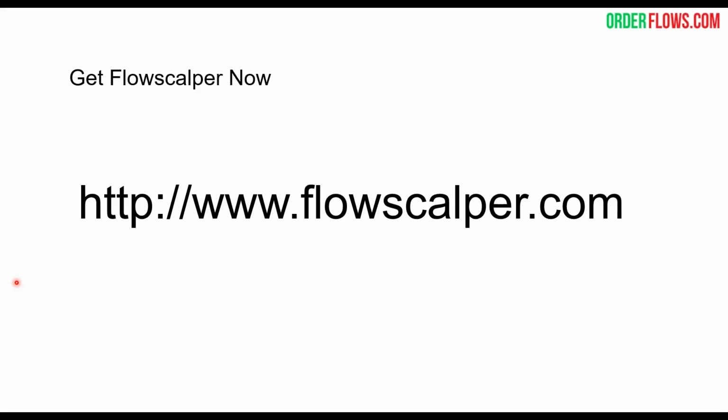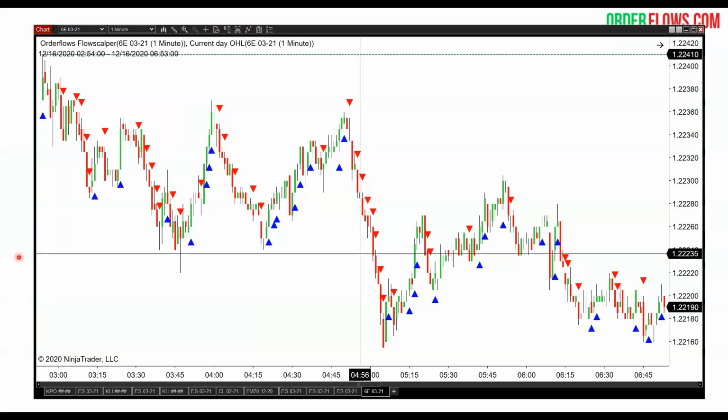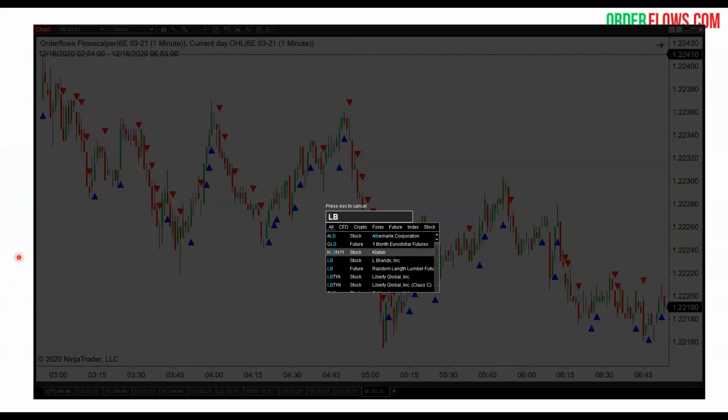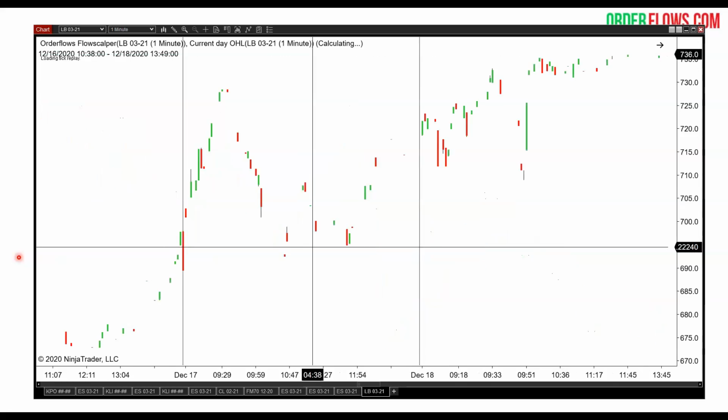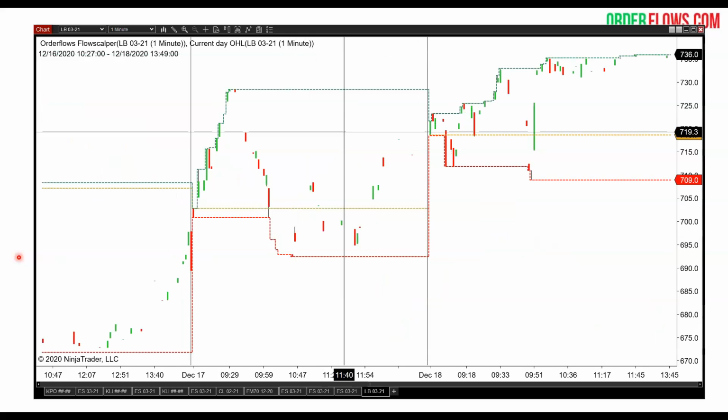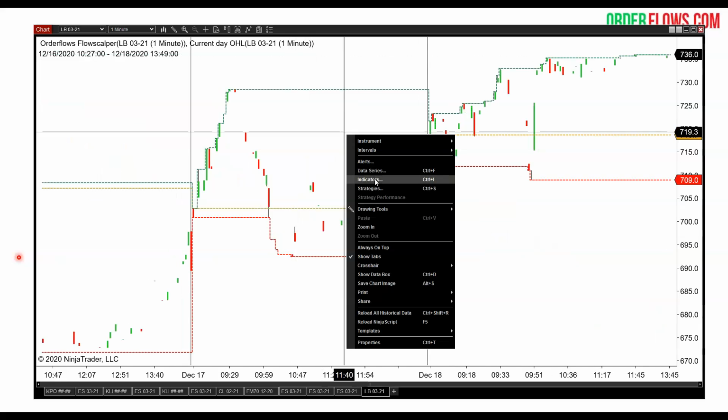Honestly, I haven't looked at lumber. I'm sure it would work. Honestly, I'm kind of curious. Let's take a look at lumber anyway while it's here. Random length lumber. I don't even know what month is going on here. So what do I got? Let's take a look at the settings.